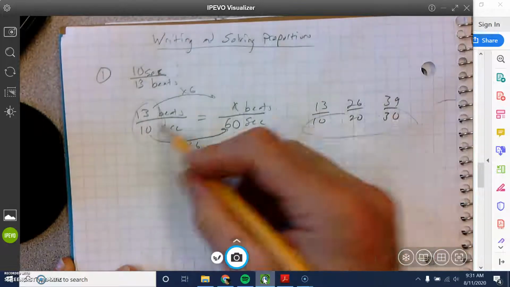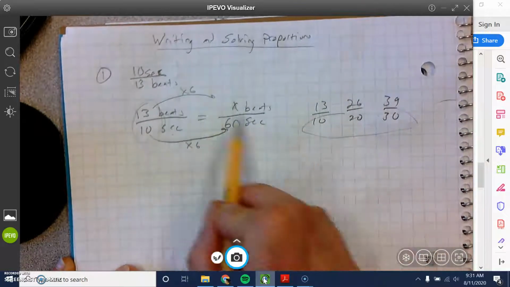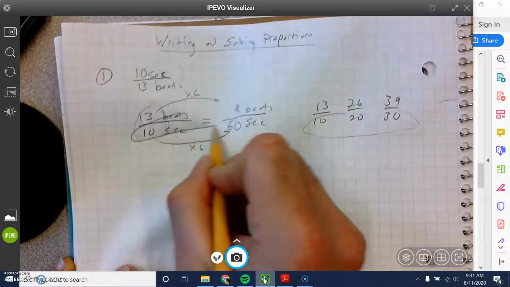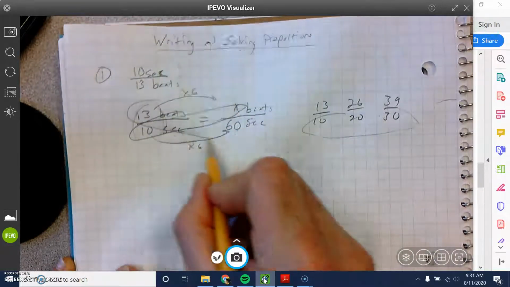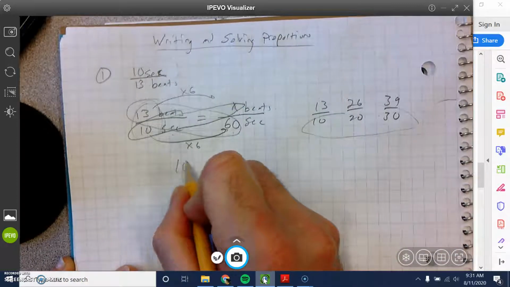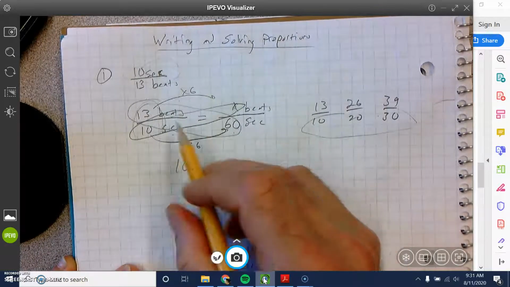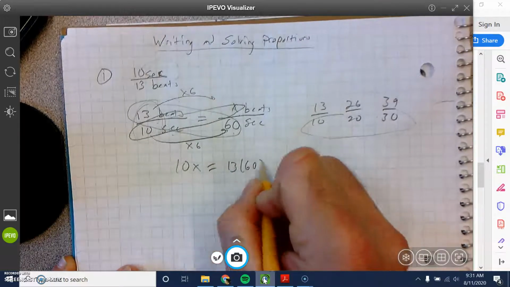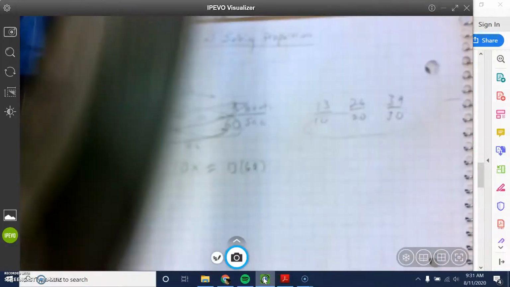Now another way to do it, if this takes too long and you can't see this way, or there isn't a way to do it that way, then we cross multiply. That's another way. So let's do it this way. 10 times x is 10x, and then we have 13 times 60. So 13 times 60, like that.